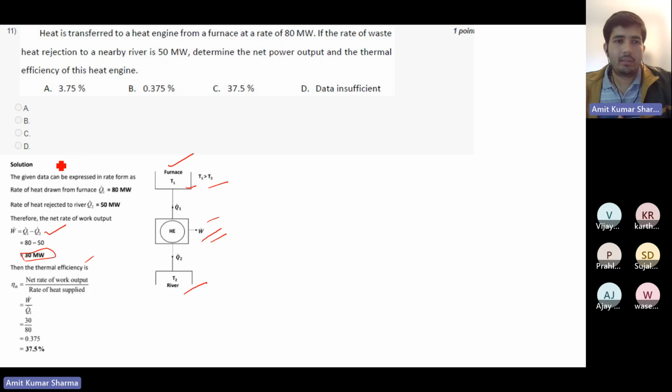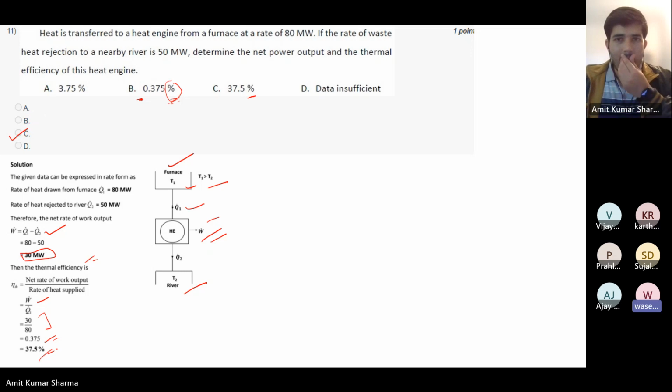Now the efficiency is output upon input. The net rate of work output is W, and the input is heat Q1. So W upon Q1, 30 upon 80, comes to 0.375. But we have to give the answer in percentage, so don't confuse it with option B. It's in percent, so we multiply by 100. It's going to be 37.5, so the correct option will be option C.